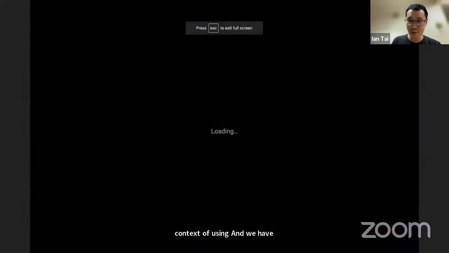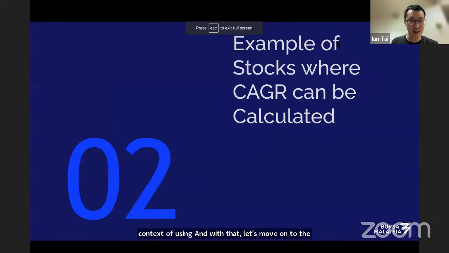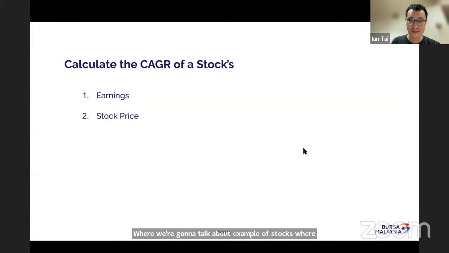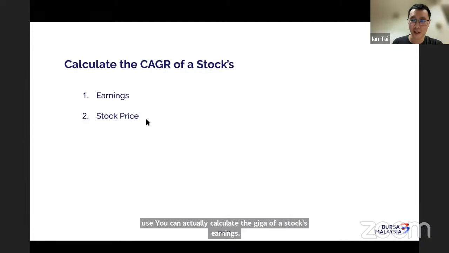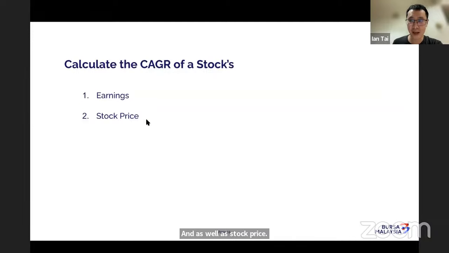And with that, let's move on to the second part of this sharing session, where we're going to talk about examples of stocks where CAGR can be calculated and applied. There are basically a few places where you can use CAGR. You can actually calculate the CAGR of a stock's earnings as well as stock price. Okay, and let's get into them.